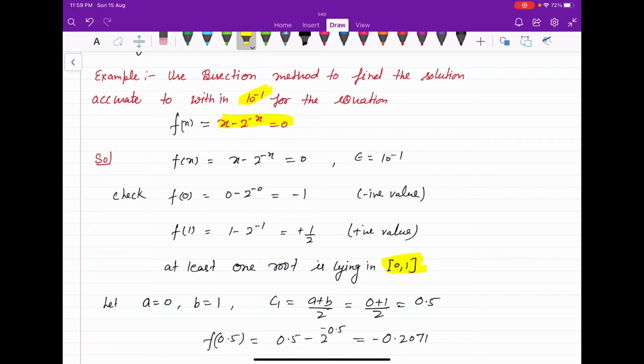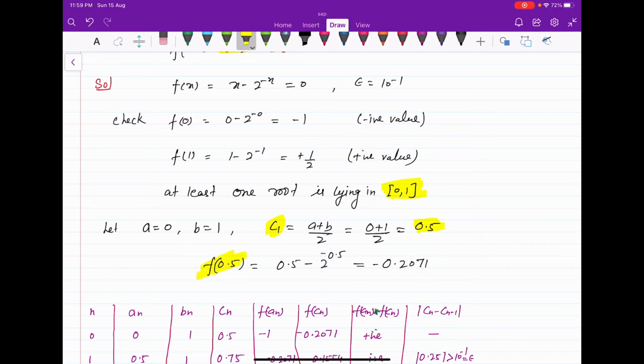First of all, we will compute the midpoint of the interval AB. So a equal to 0, b equal to 1, we will compute the midpoint of AB, that means 0 plus 1 upon 2, that is 0.5. And then compute the function value at the point 0.5. It is coming out to be minus 0.2071. Let us write in terms of a table, so it will be easy to understand.